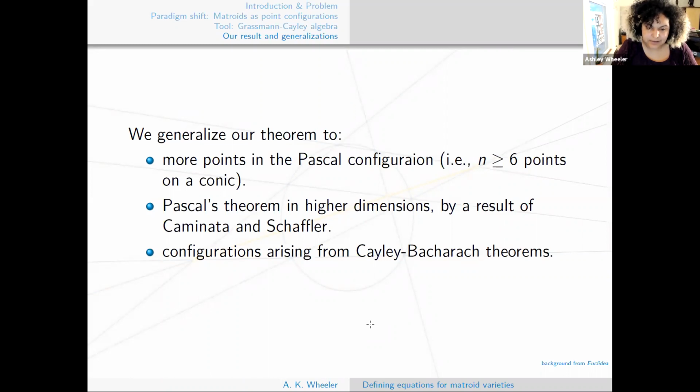Cayley-Bacharach theorems are theorems like this, where you have n points, and k of those points satisfy some equation, then the other n minus k points have to satisfy this other equation. That's what Cayley-Bacharach theorems look like.